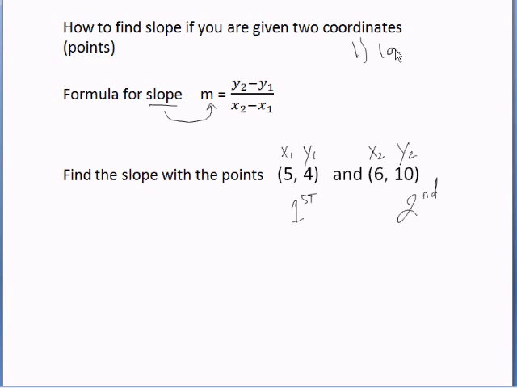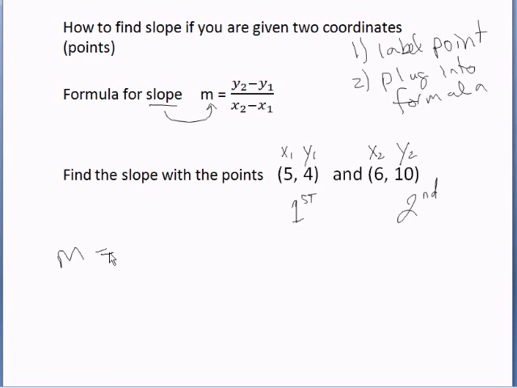So I did step one: label my points. Step 2, plug them into the formula. So here's my formula. The slope equals, remember, m stands for slope, y2 minus y1. I put these nice parentheses there. x2 minus x1. And I'm going to just put the correct number in the correct parentheses.